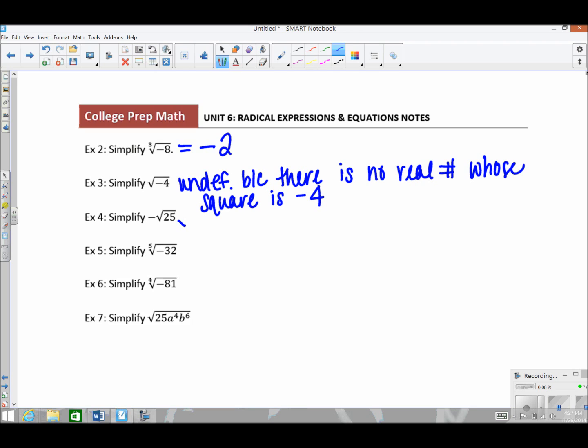Now, when you look at this next one, this is different, because now this negative is outside of the radical. So I just keep the negative outside, and then I take the square root of 25, which is 5. 5 times 5 gives me 25.